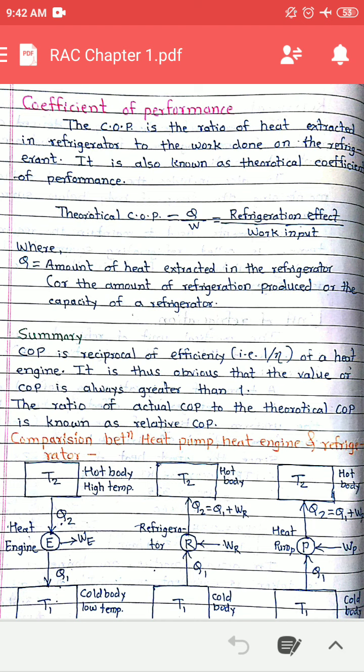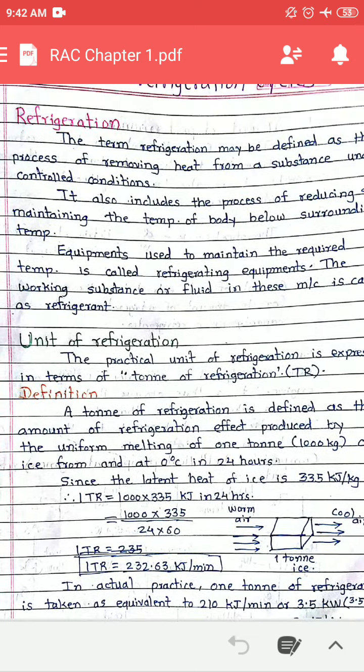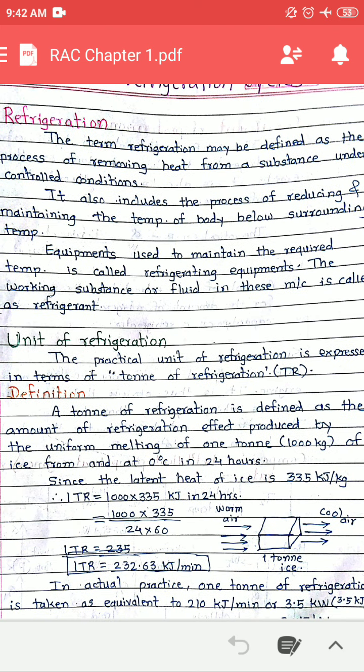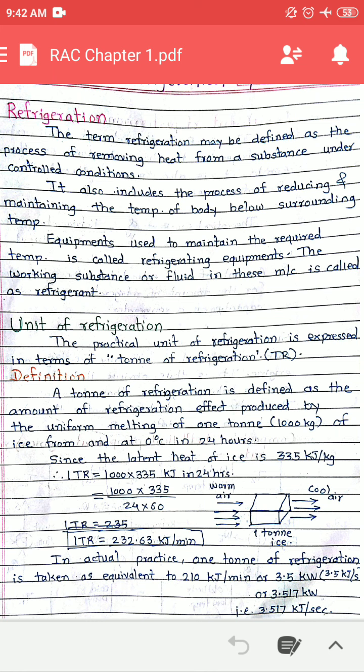In the last lecture, we discussed the introduction of refrigeration and the unit of refrigeration. Let's take a quick review. Refrigeration is the process of extracting heat from a substance under controlled conditions, reducing the temperature and maintaining it below the surroundings. The refrigerating equipments are the equipments which are used for the refrigeration purpose.